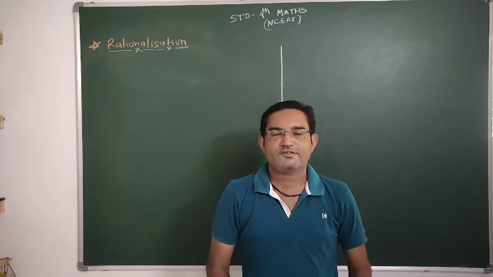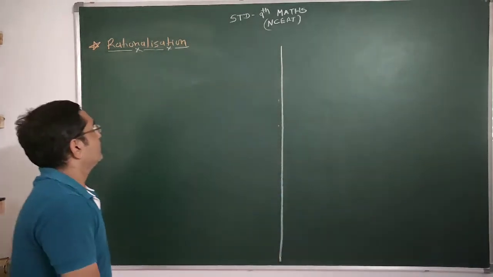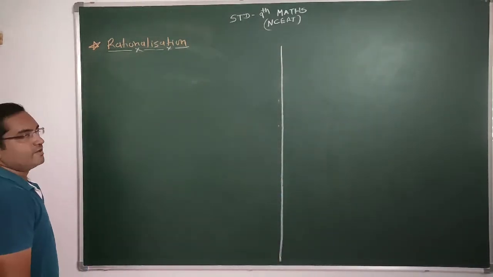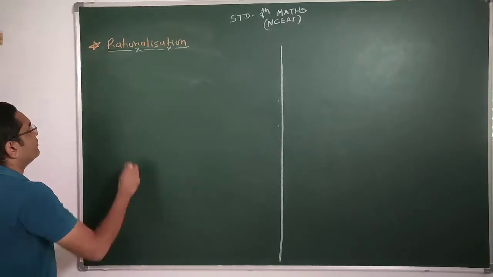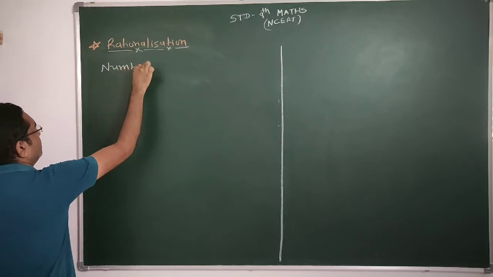Today we discuss Standard 9 Mathematics, chapter number 1. The topic is rationalization. Clear? So what is rationalization? Let us now consider one number. We are given one number.